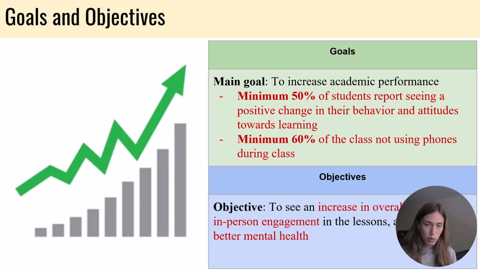And then a minimum, we're going to increase it to 60% of students not going on their phones during class. So no students scrolling through Instagram, no students texting, nothing. And I really think that if we can get at least 60% of the class from the beginning of the year to the end of the year not on their phones, I think that will greatly increase their chances of performing at a higher academic standard.